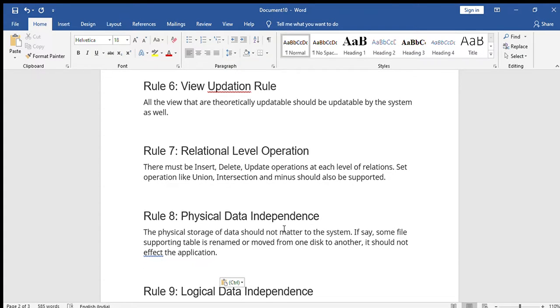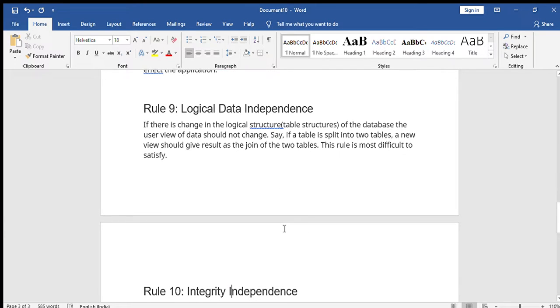Physical data independence. And logical data independence. So the table structures should not be affected. Right? It should work properly. Then that is called what? Logical data independence.